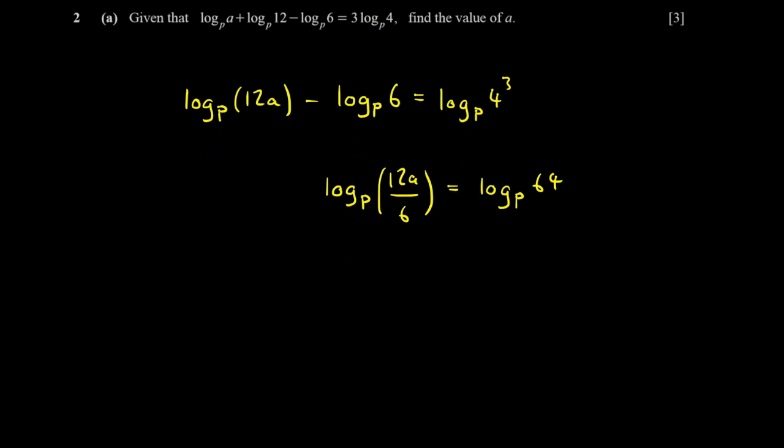And hopefully what you can see is if these two sides are equal, then the thing inside the logarithm must also be equal, right? In other words, what we're saying is that this 12A upon 6 must be the same as 64. So we can just write 12A upon 6, which is the same thing as 2A, must be equal to 64. And if that's the case, A is equal to 32. Okay, so that's our answer.